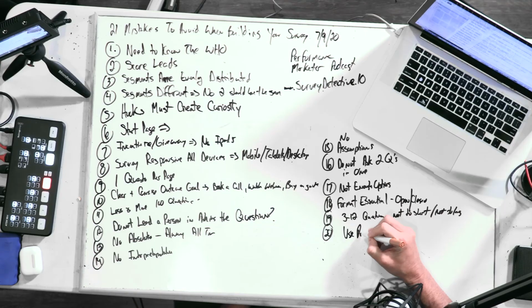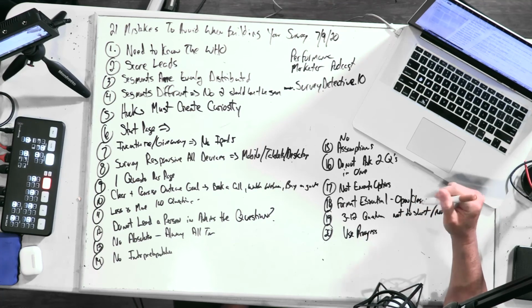Number 20, use a progress bar. I see people asking questions in these surveys and quizzes and assessments, and they don't use a progress bar. People are going through the process, but they don't know where they are, right? If it's 7 questions, 3 of 7, 4 of 7, 5 of 7, help people know what's going on and how many more questions they have, or they may just be like, this is crazy, I'm out, I'm leaving. So you want to use a progress bar.